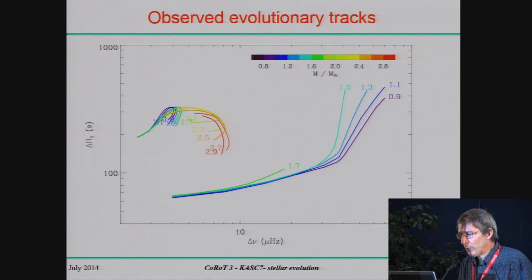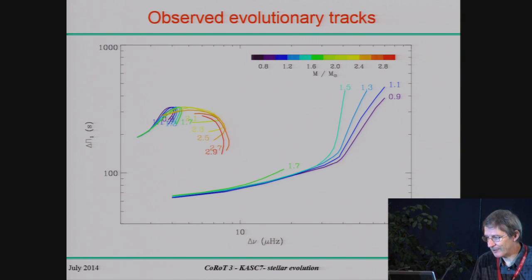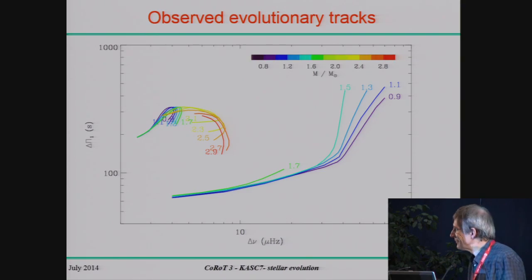I finish with these tracks. These are not models. These are derived from the Kepler public data. These are the mean observed evolutionary tracks of low-mass stars in the seismic HR diagram. Thank you.